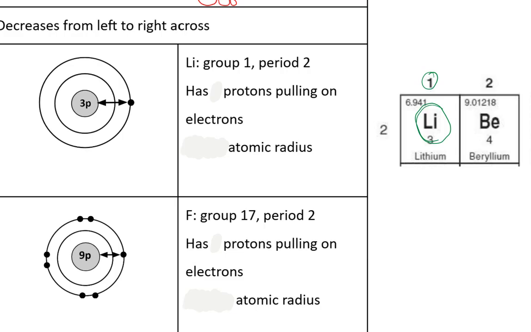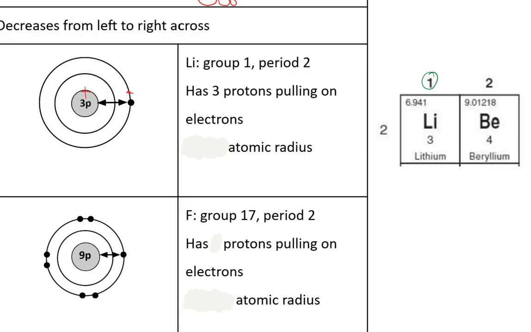Now, here the difference is all about the protons. So remember, protons equals the atomic number. So if I look at lithium, it has an atomic number of 3. There are 3 protons in its nucleus. So there are 3 protons pulling the electrons close to it. Remember, positive protons pull on the negative electrons because opposites attract.